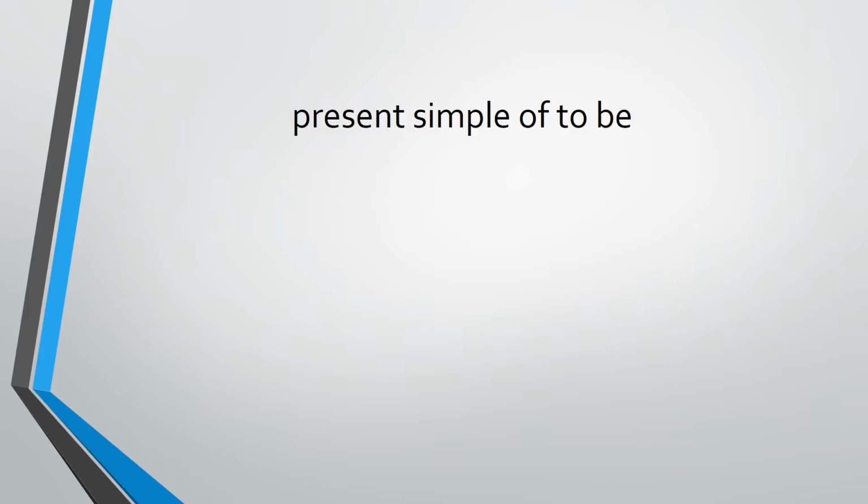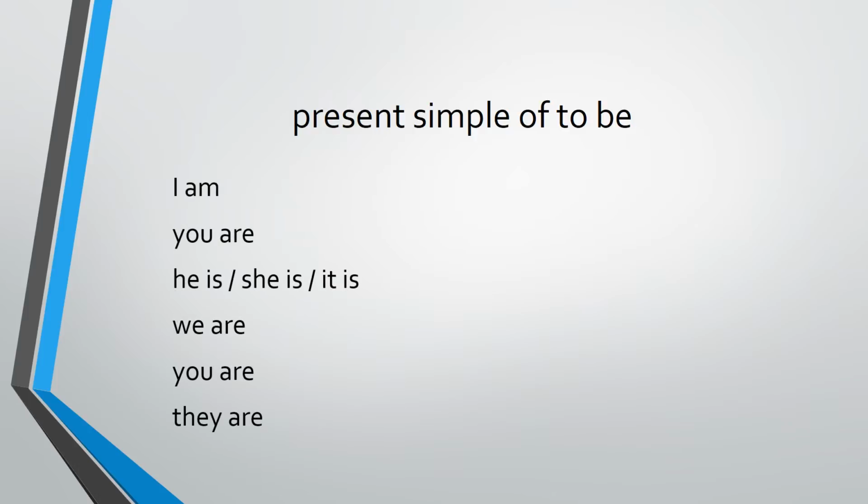That's no problem at all. Here's a reminder for you. So we use I am, you are, he or she or it is, we are, you are, they are. So as you can see, the plural forms and the second person singular are all the same. They all are. You just have to remember that it's I am and he, she and it is.